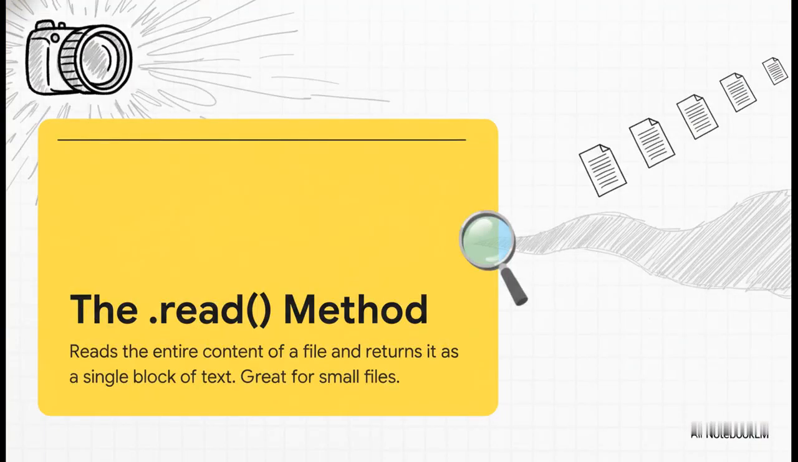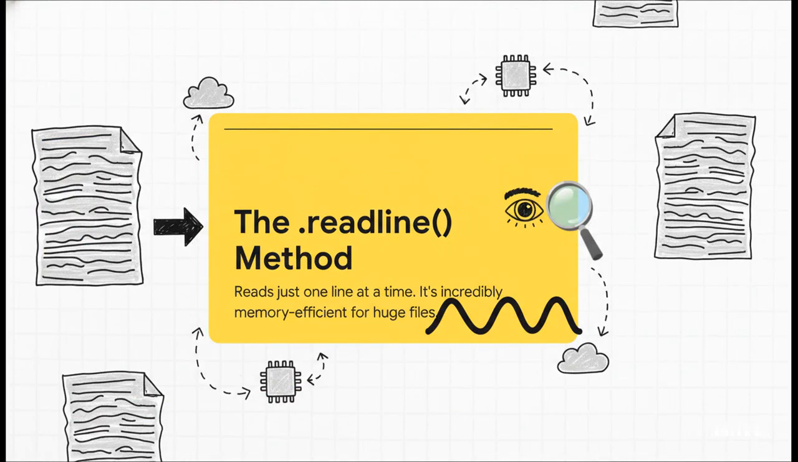First up, you've got the .read method. This one's super simple. It just reads the entire file, top to bottom, and hands it all back to you as one big block of text. It's fantastic for smaller files when you just need to grab everything in one go. But what if the file is massive, like millions of lines long? Trying to load all of that into memory with .read would be a total nightmare for your computer.